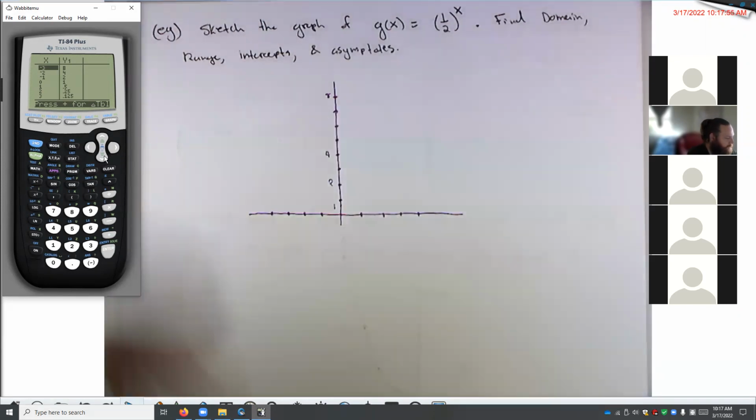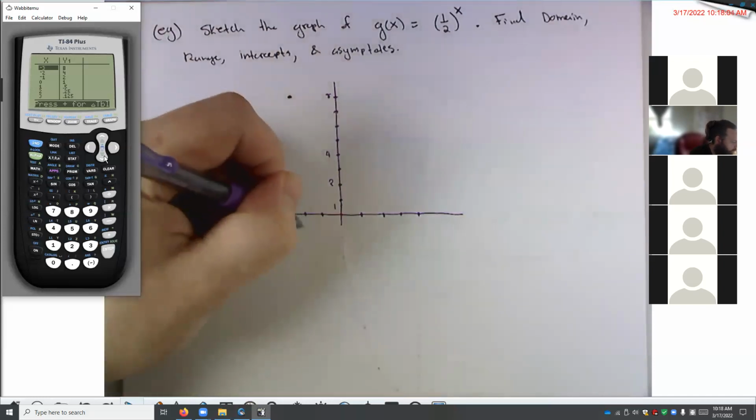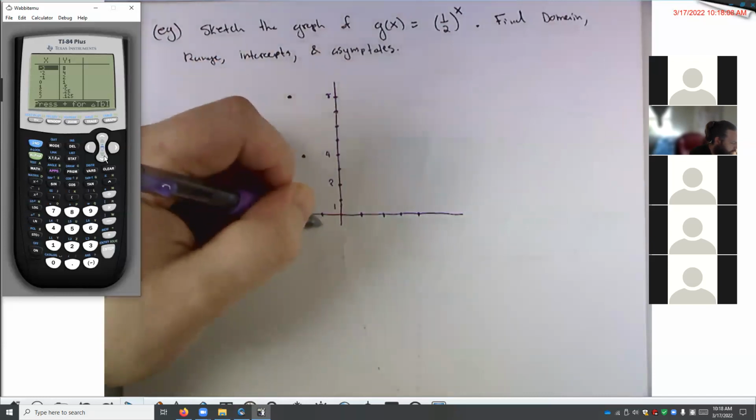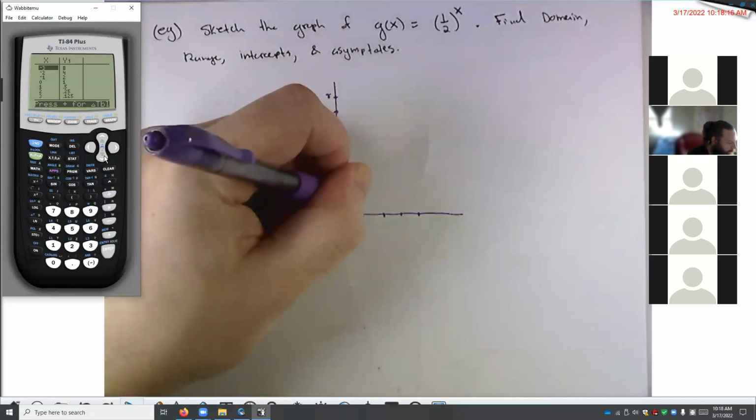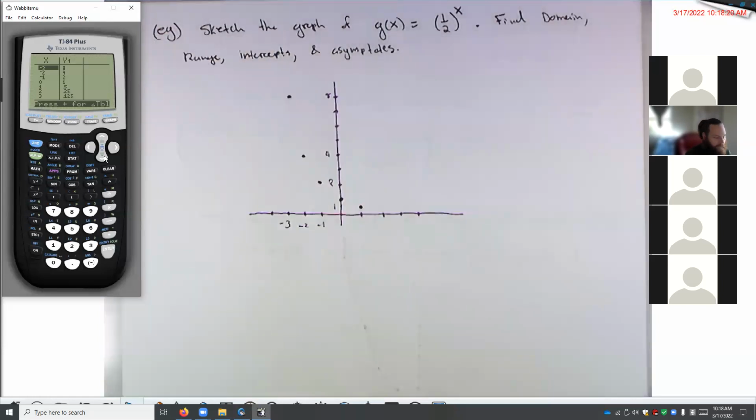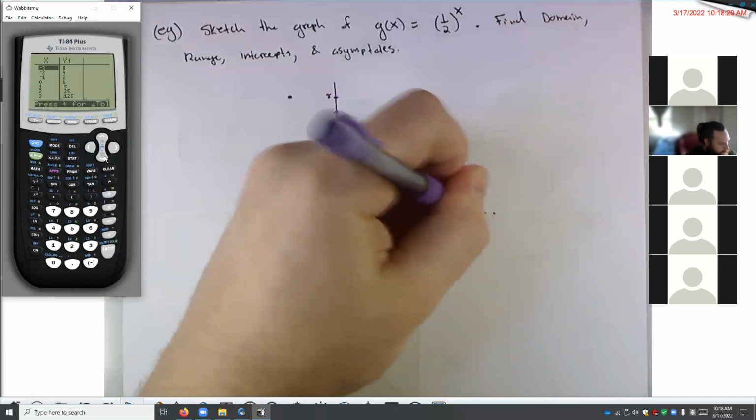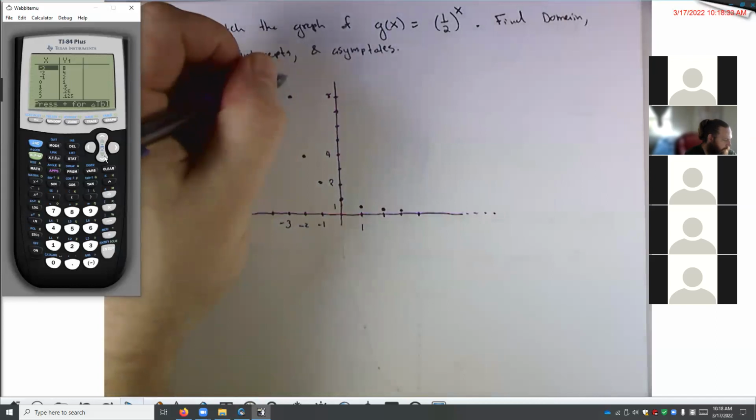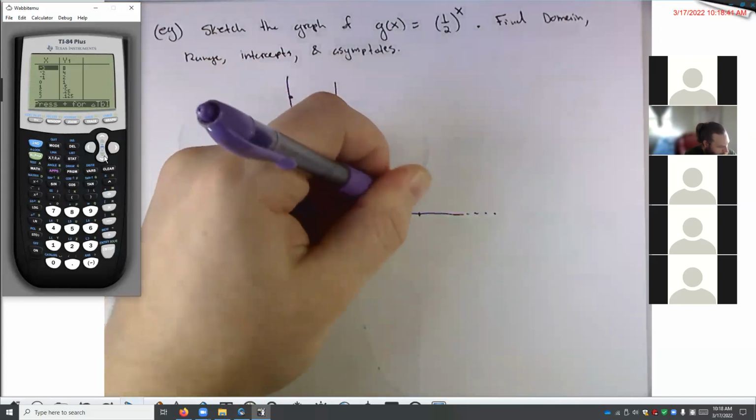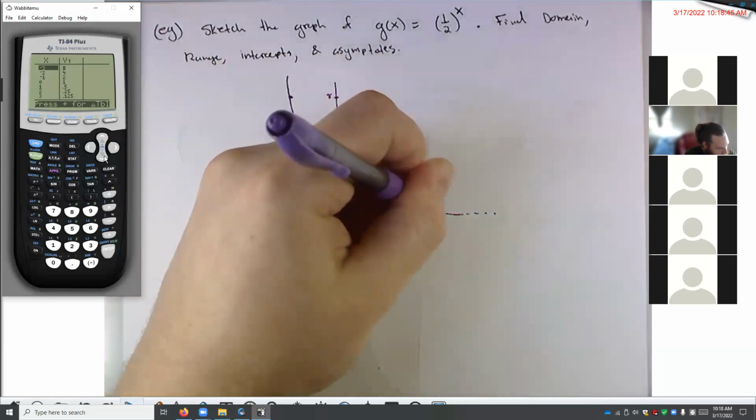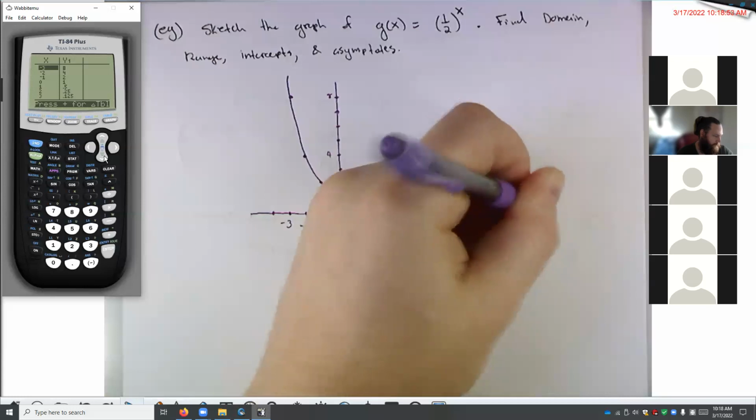So from the table, we see that negative 3, 8 is on this graph. Negative 2, 4 is on this graph. Negative 1, 2 is on this graph. 0, 1. And then as we scroll to the right, we're scrolling down on the table, 1, 0.5 or 1, 1/2 is on this graph. 2, 1/4, 3, 1/8. It's the exact same thing, it's just been flipped over. Again, we have this horizontal asymptote, y = 0.